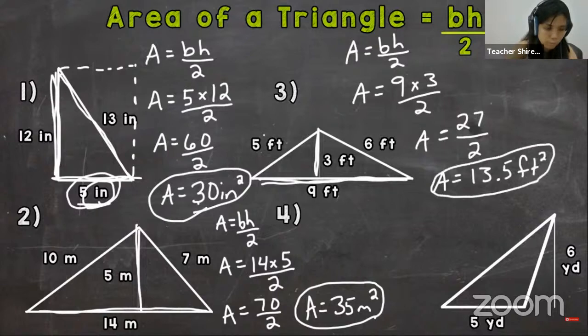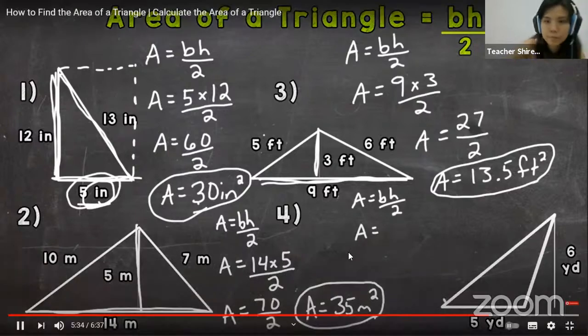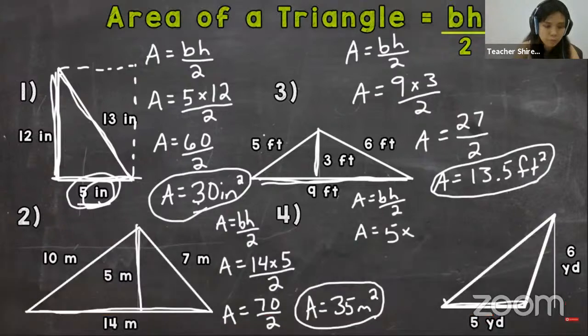And lastly, number 4 here. So we start with the formula. Area equals base times height divided by 2. Now we need to plug in. So our base down here is 5 yards. And we multiply it by our height. Now our height is outside the triangle because we need to see how tall it is. That's fine. Due to the shape of the triangle, we have that measurement outside, but it still is the height.